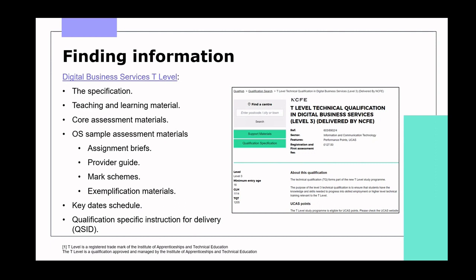In the Support tab, along with our sample Occupational Specialism assignments, we have got exemplification materials, and these show a pass and distinction example of work for the sample Occupational Specialism assignment. And they also contain comments by the examiners highlighting the positives and areas for development.